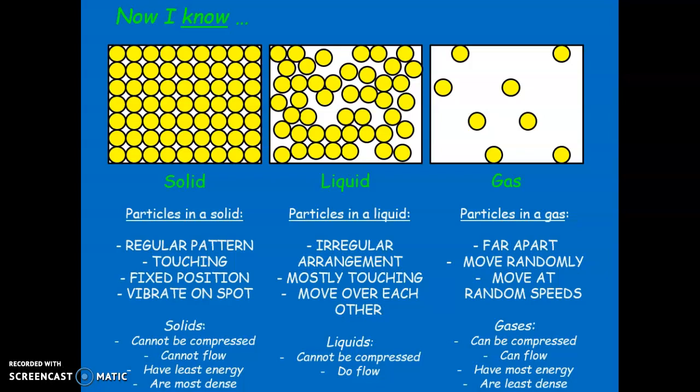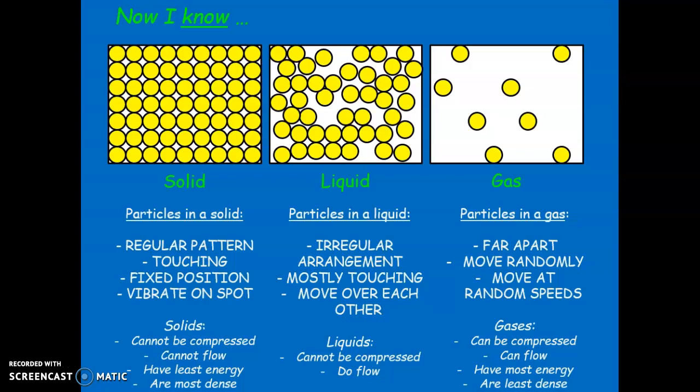Gases also have the most energy. If you think back to the analogy I gave about someone on the dance floor, gases are the particles that are dancing around, jumping around, going crazy, so they have the most energy. They are also the least dense, because for the same size square, if you compare the number of particles in a gas, they are far, far fewer than the number of particles in a liquid, which is a little bit more dense, and the particles in a solid, which is even more dense still.